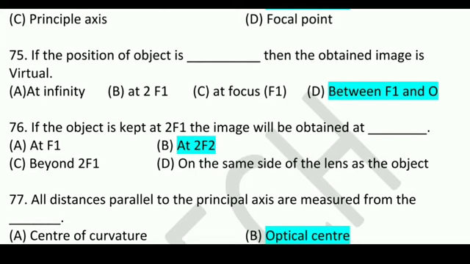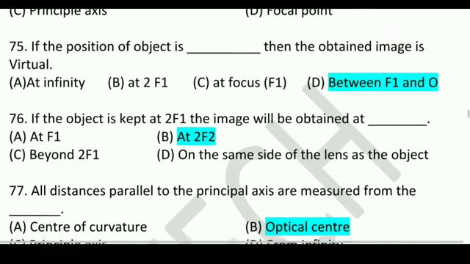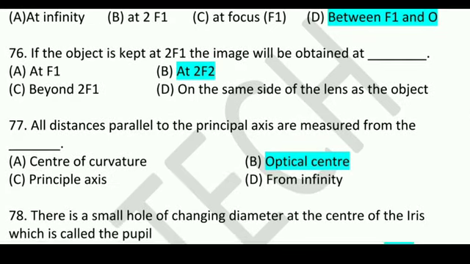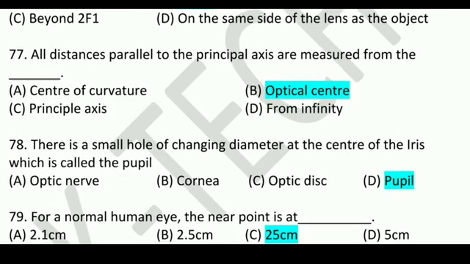Now, if the position of the object is dash, then the obtained image is virtual. Yes, if the position of the object is between F1 and O, then the obtained image is virtual. If the object is kept at 2F1, the image will be obtained at 2F2. All distances parallel to the principal axis are measured from the optical center.